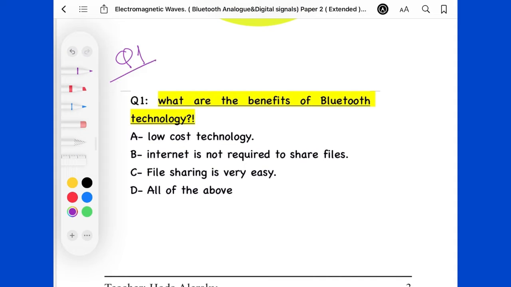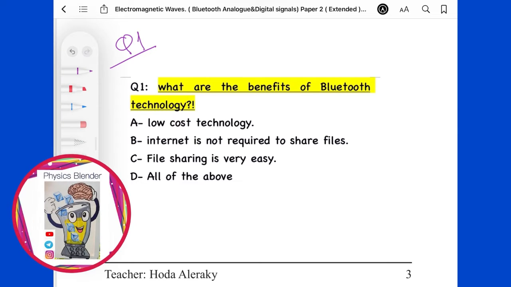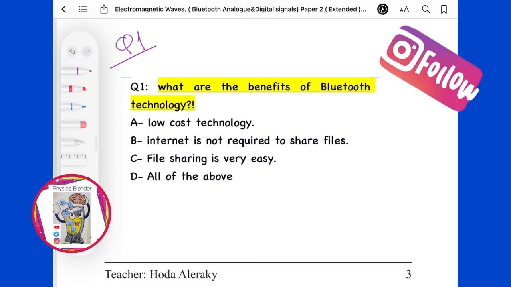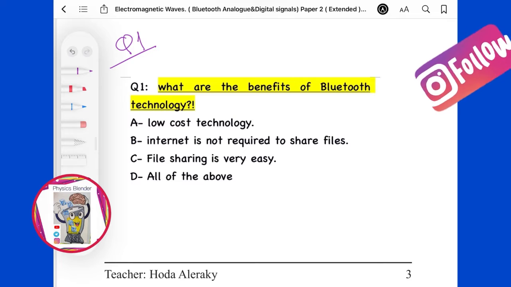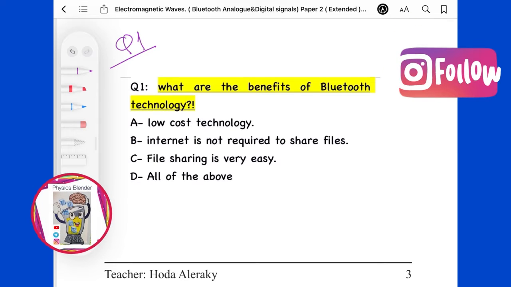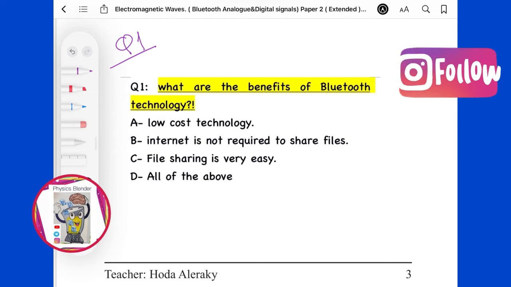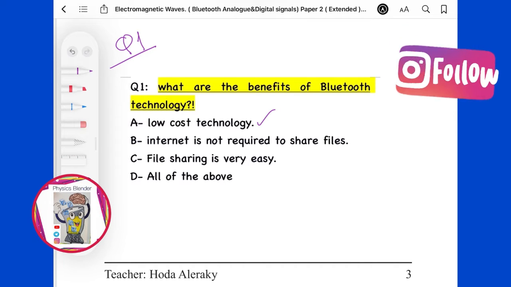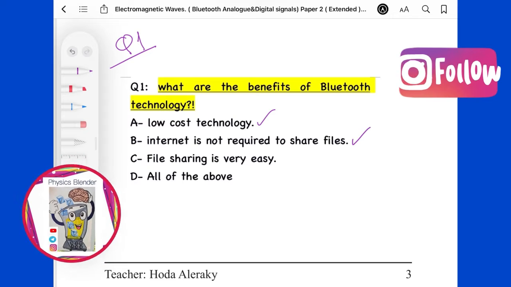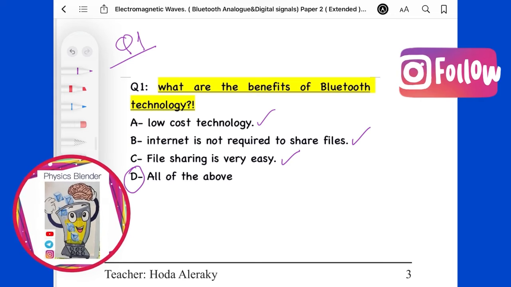Question number 1, what are the benefits of Bluetooth technology? Bluetooth technology is a short-range wireless technology, which is used to exchange data between fixed and mobile devices, and it's very beneficial over short distance. So you can check the choices you have here. It's low-cost technology, right? Internet is not required to share files, right? File sharing is very easy, right? So all of the above, it will be the correct answer.